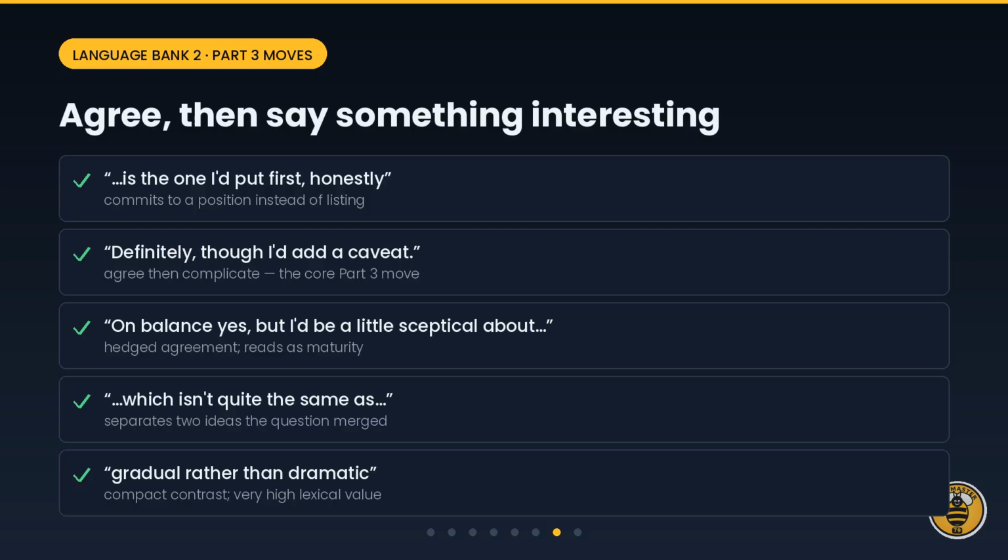The second bank is the part 3 machinery. These are the moves that let you agree and still say something interesting. Notice that almost every one of them is a way of adding a second, more complicated thought to a first simple one.